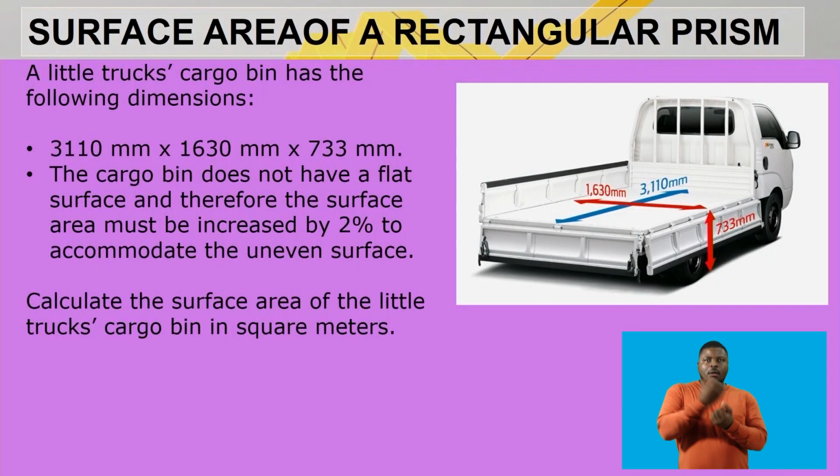A little truck's cargo bin has the following dimensions: 3,110 millimeters by 1,630 millimeters by 733 millimeters. The cargo bin does not have a flat surface, and therefore the surface area must be increased by 2% to accommodate the uneven surface. Calculate the surface area of the little truck's cargo bin in square meters.